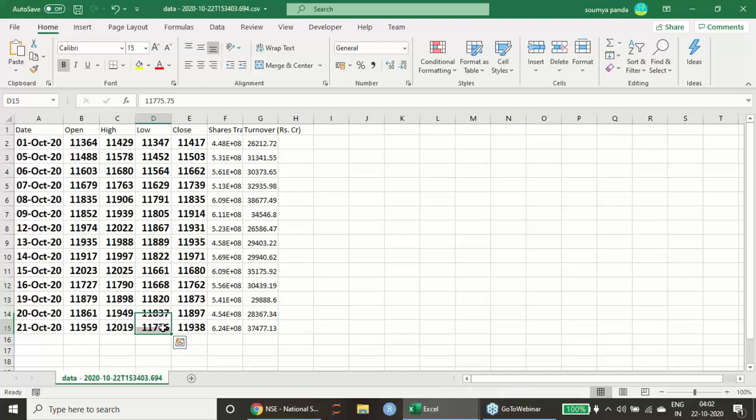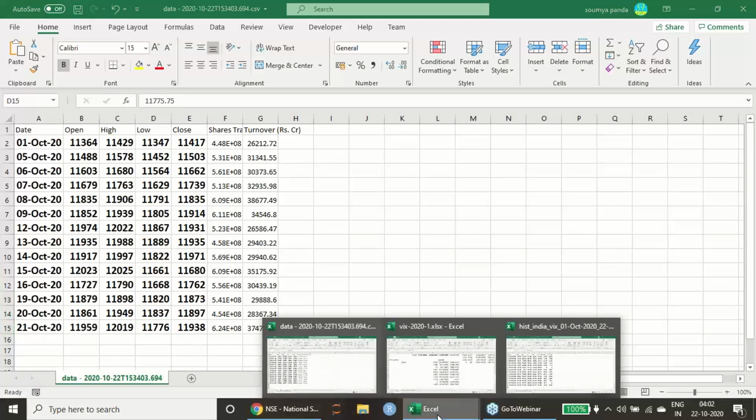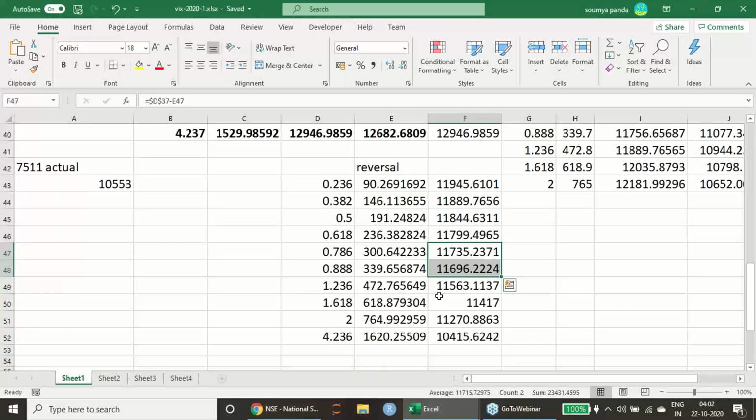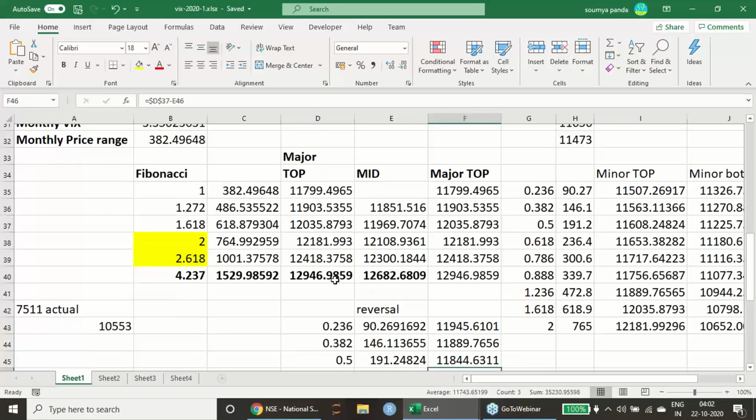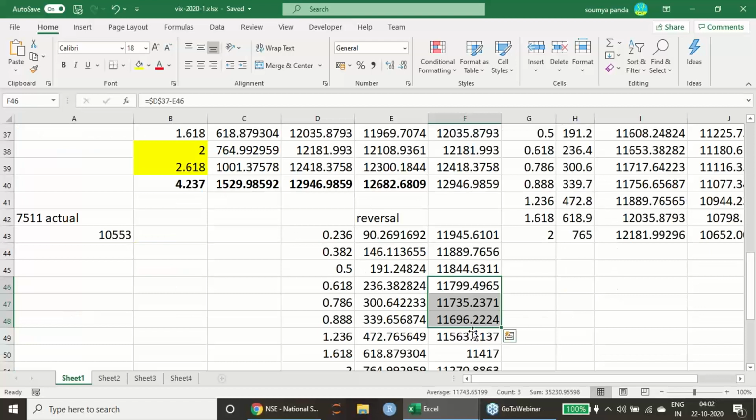Yesterday, on 21st October, it has gone to 11,776 here. So you can see that these are the three values which have held good on closing basis in the Nifty, which has formed a major top. From there reversal happens, and post reversal we are into the consolidation band. So from now onwards, what do we expect?